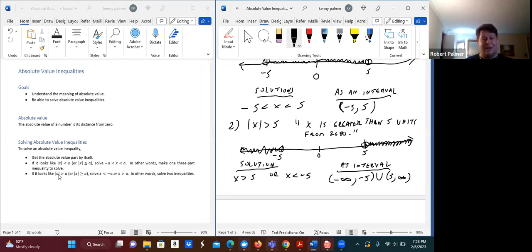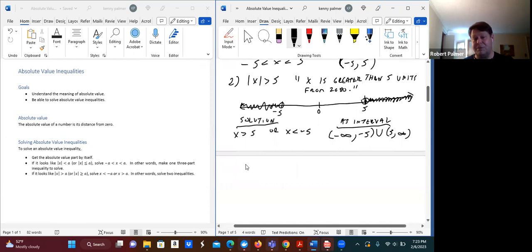Okay, so when we have something greater than or greater than or equal to, that's our next bullet point here. If it looks like this, the absolute value of x is greater than a number or greater than or equal to a number, set up two inequalities: x is greater than the number on the right, or x is less than the negative value of the number on the right. And that's how we solve these. So let's take a look at some examples. Our direction is just to solve.